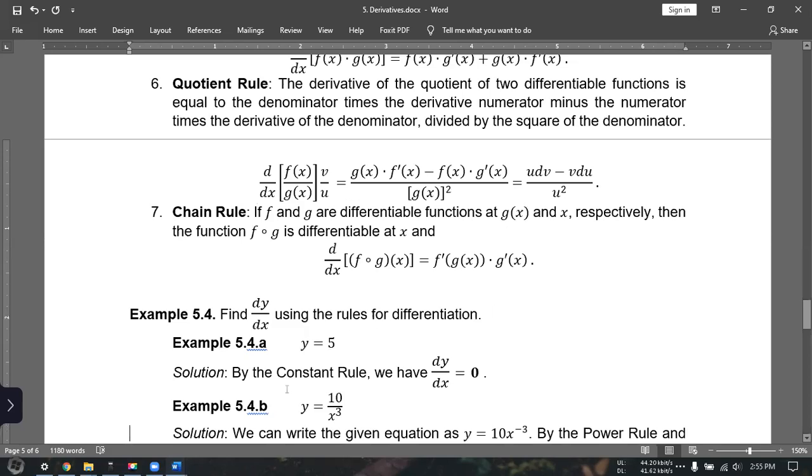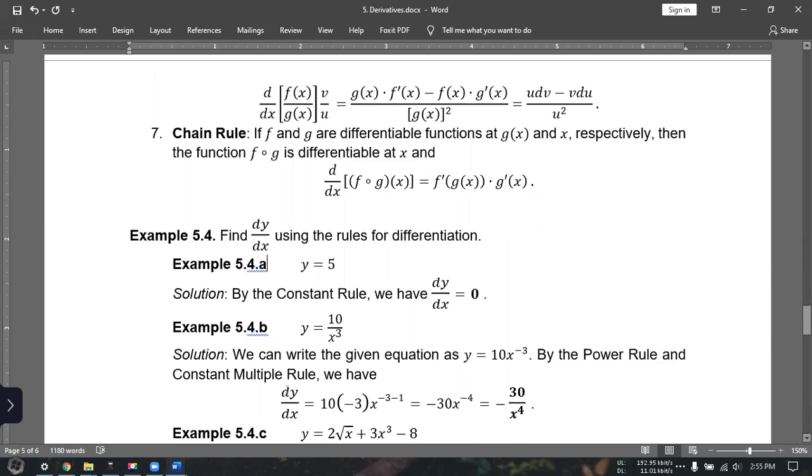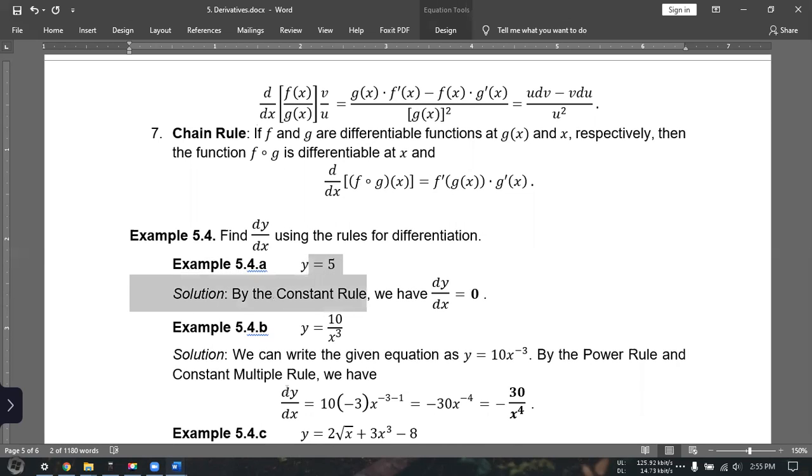So these are your basic rules. The derivative of a constant is not a constant, it's actually zero. The limit of a constant is the constant, while the derivative of a constant is zero. We might mix up these rules.